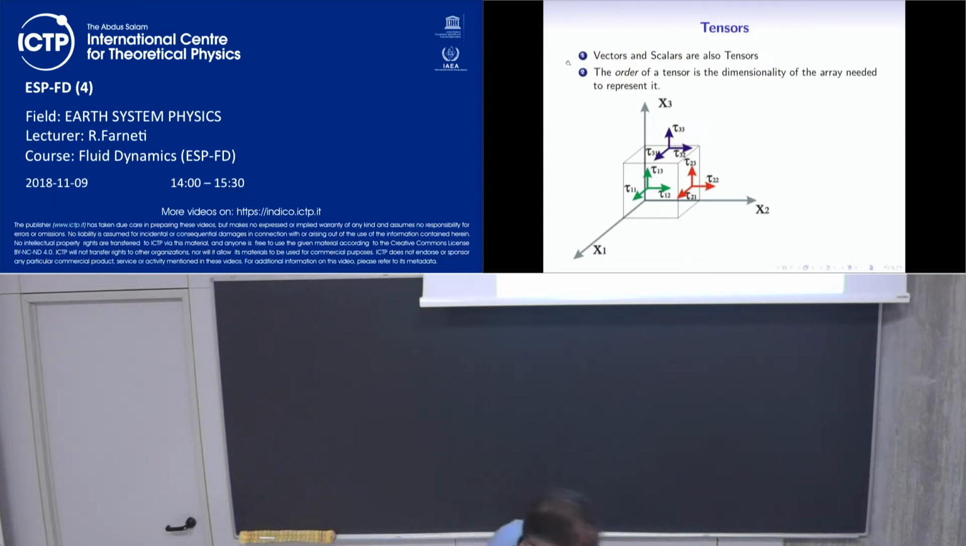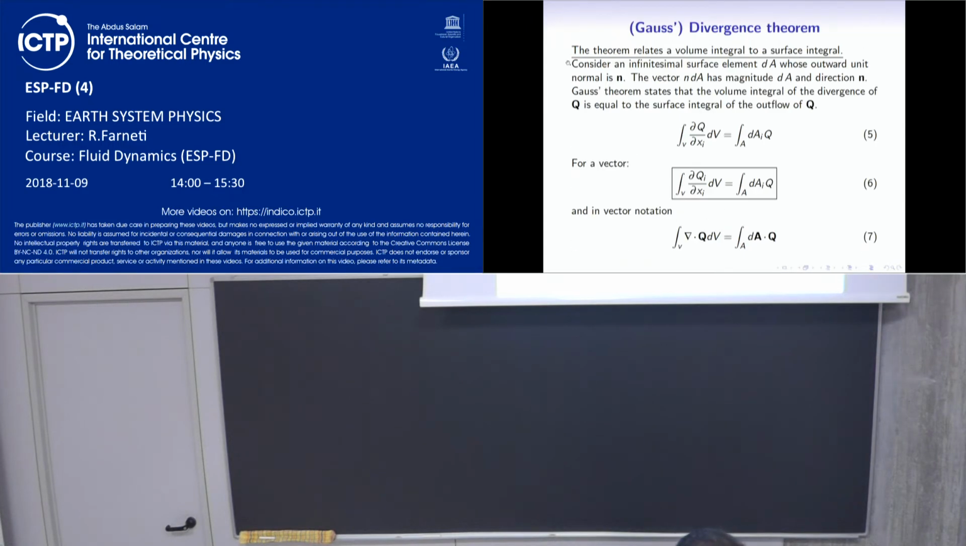We'll use tensors all the time. So we looked at the difference between writing things down in tensor notation and in vector notation. Then we looked at two theorems that we're going to use a lot. This is the Divergence Theorem, relating a volume integral to an area integral. The divergence of your vector field volume integrated is equal to the area integral of that vector field, or the flux of your vector field through the surface.